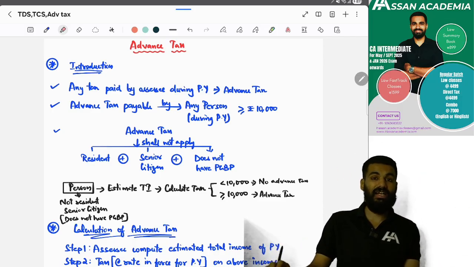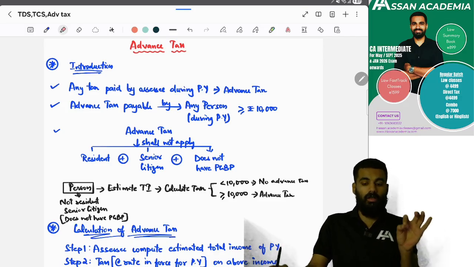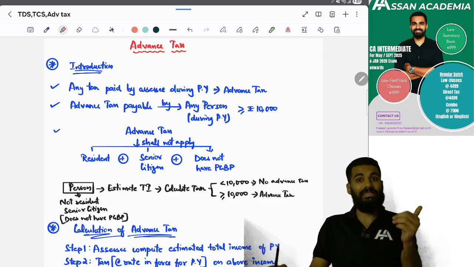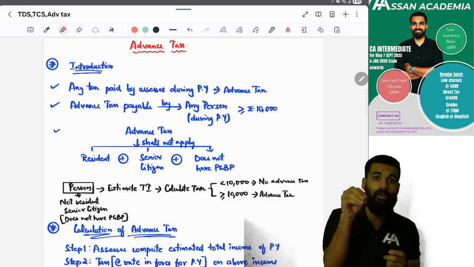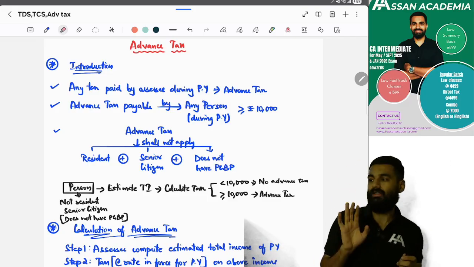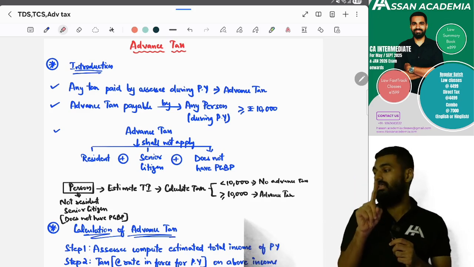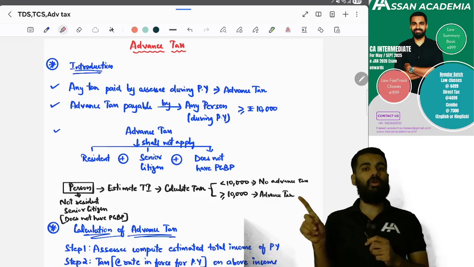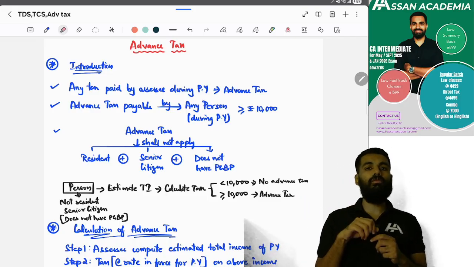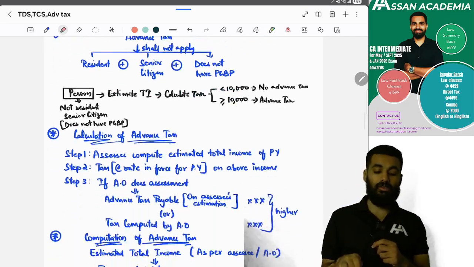For whom will advance tax be applicable? Where any person, from his estimated total income, has to pay tax of at least 10,000 rupees, then advance tax will be applicable. But if he is a resident senior citizen and he is not carrying on business or profession, then he doesn't have to pay advance tax. Yes or no?